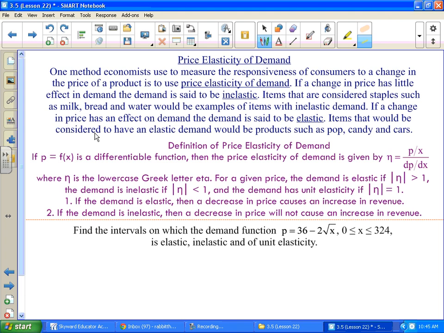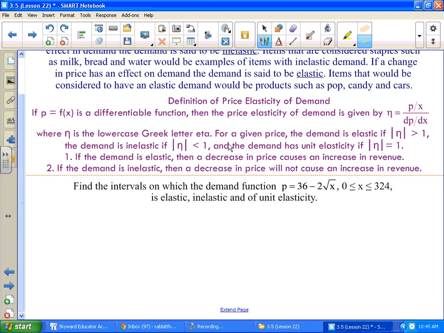If a change in price has an effect on demand, it's said to be elastic. So maybe a certain car, they raise the price by a lot. Is that going to change the demand? Yeah, some people will still buy it, of course, but it's going to drop the demand. So items that have an elastic demand would be like pop, candy, cars, things like that, things that you don't really need.